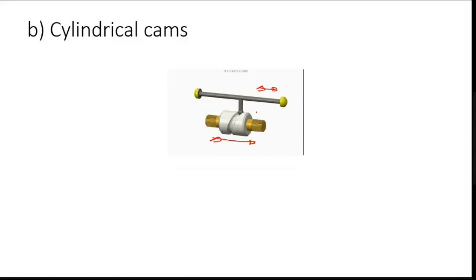That one we call a cylindrical cam. In a cylindrical cam, we have a cylinder which is grooved. In that groove, you have the cam, so the follower will follow accordingly whenever it rotates.